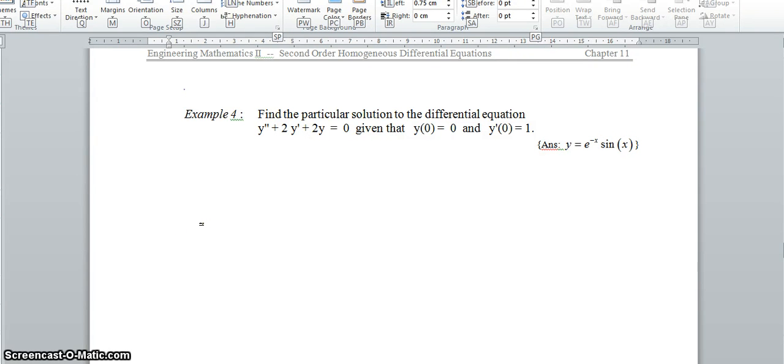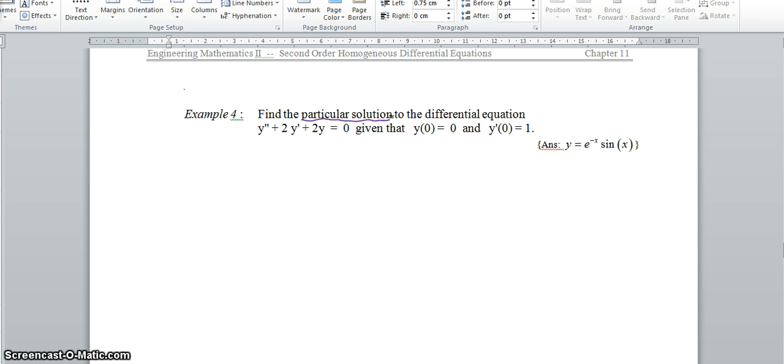Let's look at another example just like the one we did before. Find the particular solution to the differential equation y double prime plus 2y prime plus 2y is equal to 0, given that the value of y when x is equal to 0 is 0, and the value of y prime when x is equal to 0 is 1. So once again, we are looking for a particular solution.